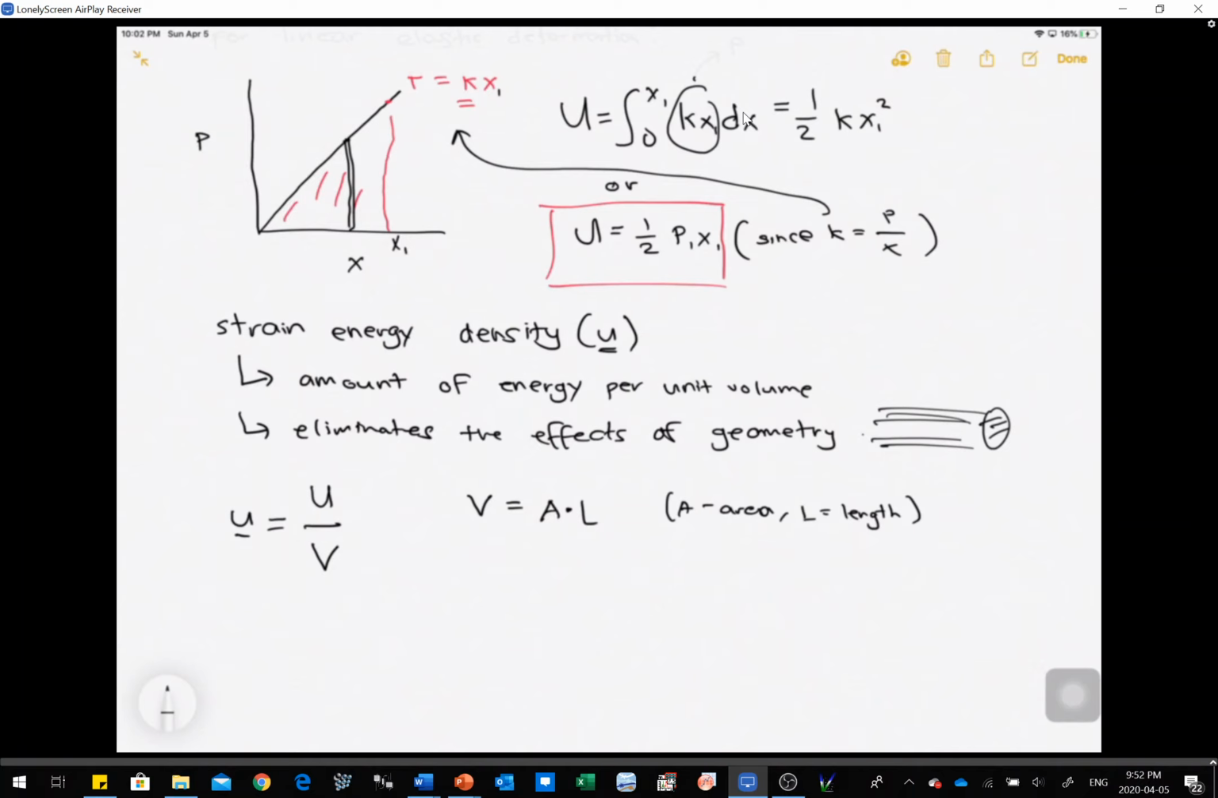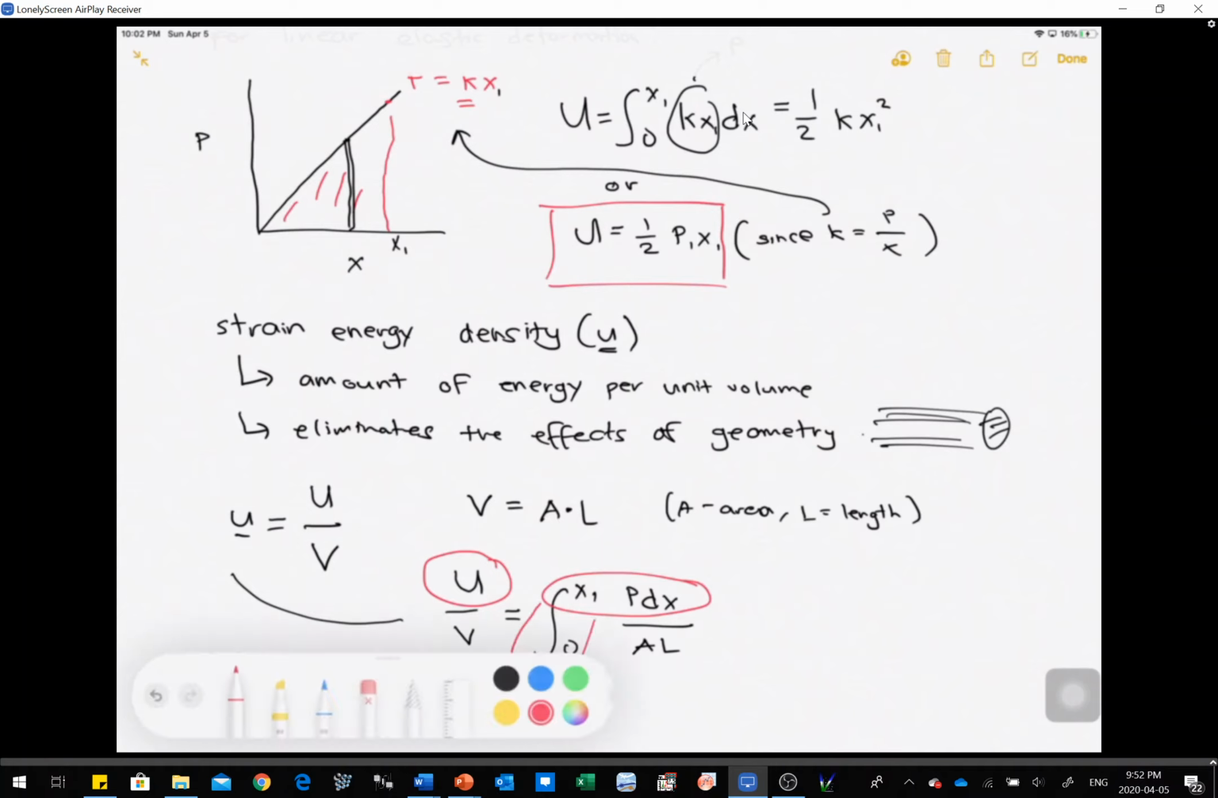So we can also rewrite this as U divided by V, which is equal to the small u right here, which is equal to the integral from 0 to x1 of P dx over A L, which means that this is the u including this integral from 0, and this volume right here, that's your AL.